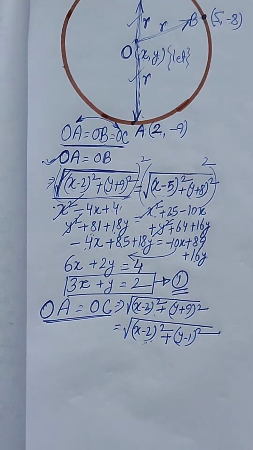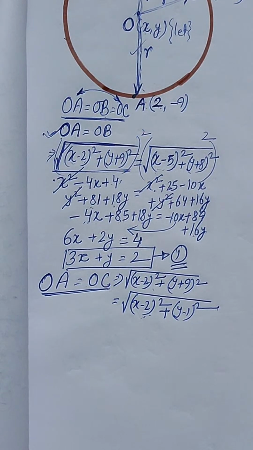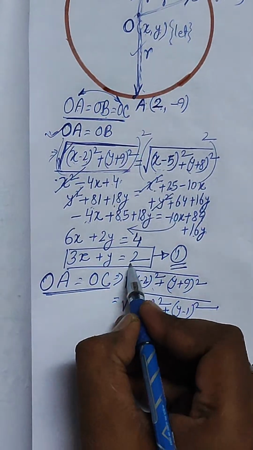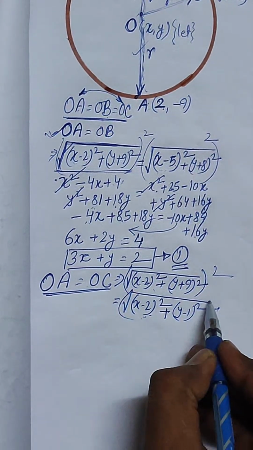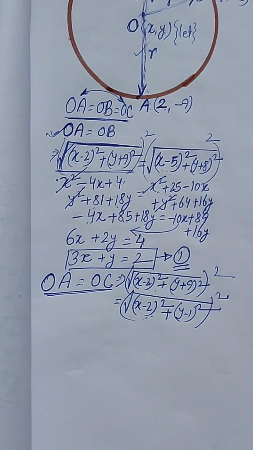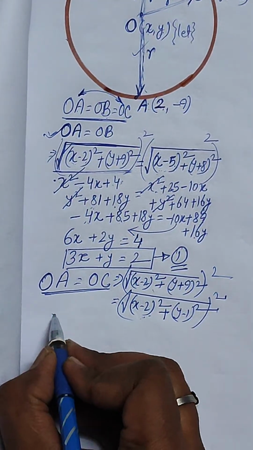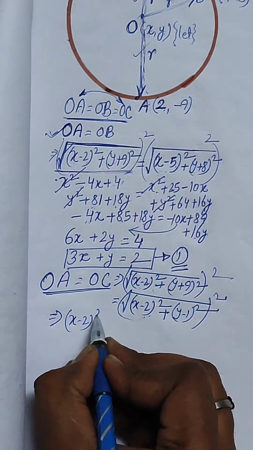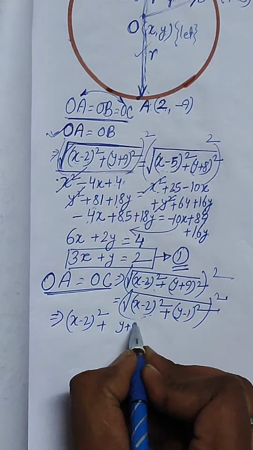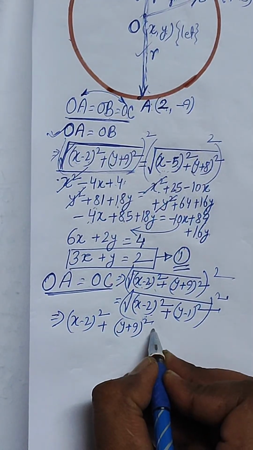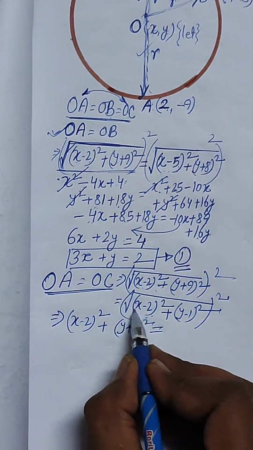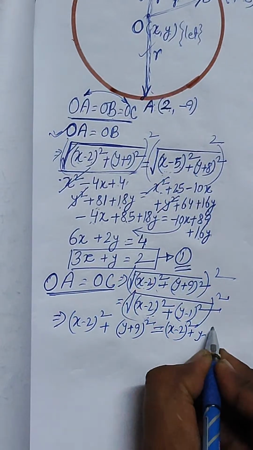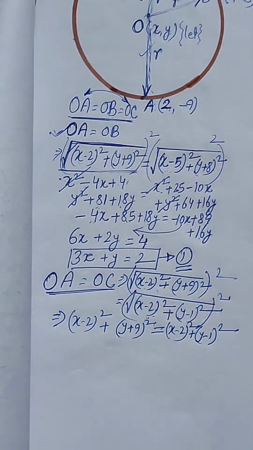Now, my dear friends, you can do one thing. You can just square the LHS and square the RHS. Why are we doing it like this? Just to eliminate the root. Then we will have x minus 2 whole square plus y plus 9 whole square, right? And this is equal to x minus 2 whole square plus y minus 1 whole square, right?